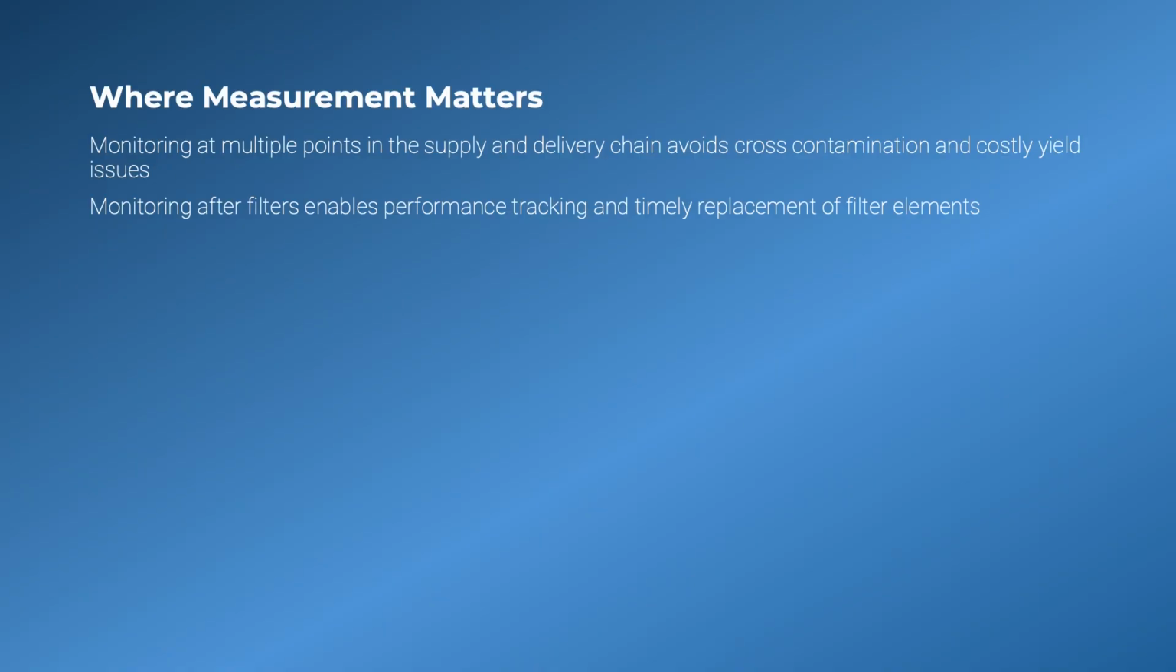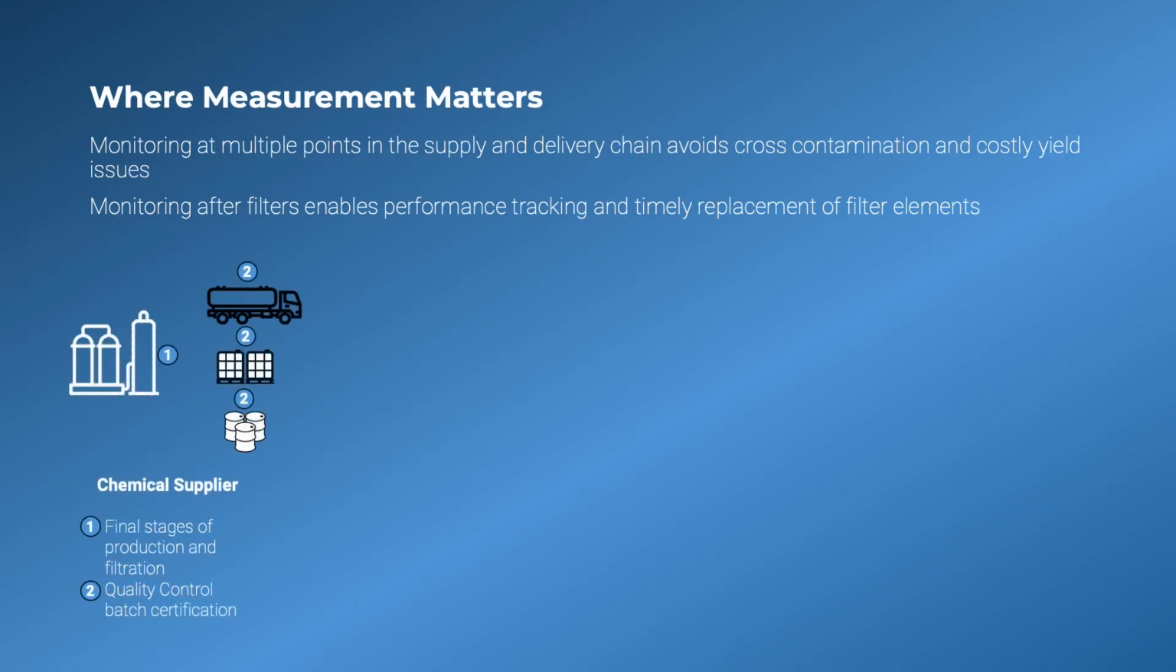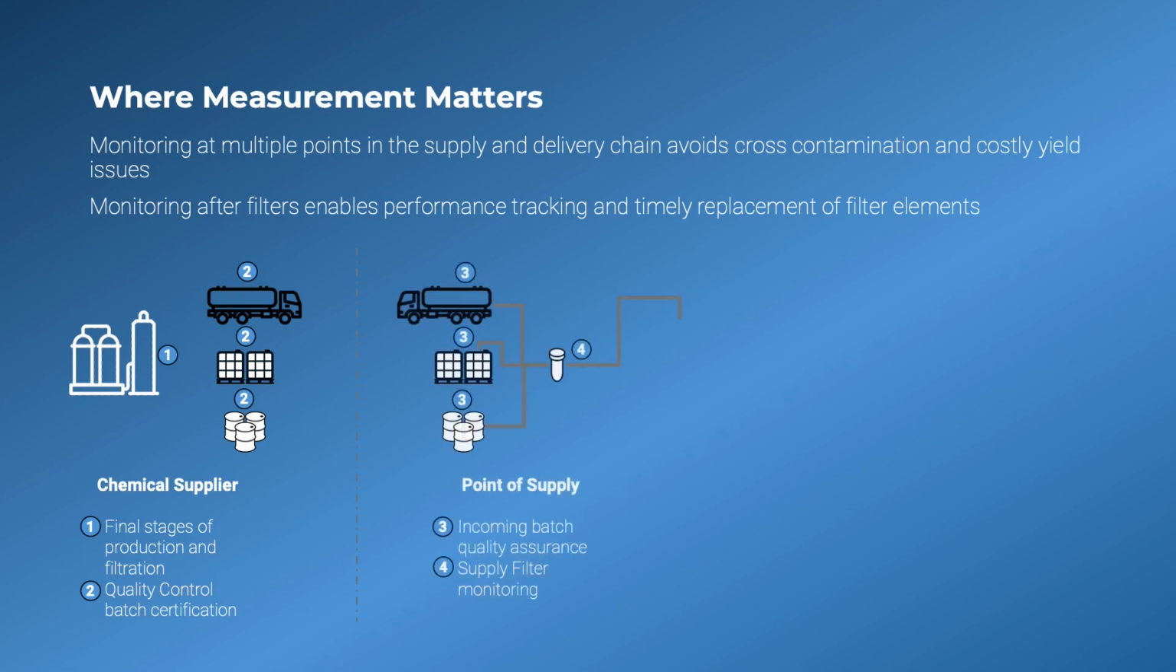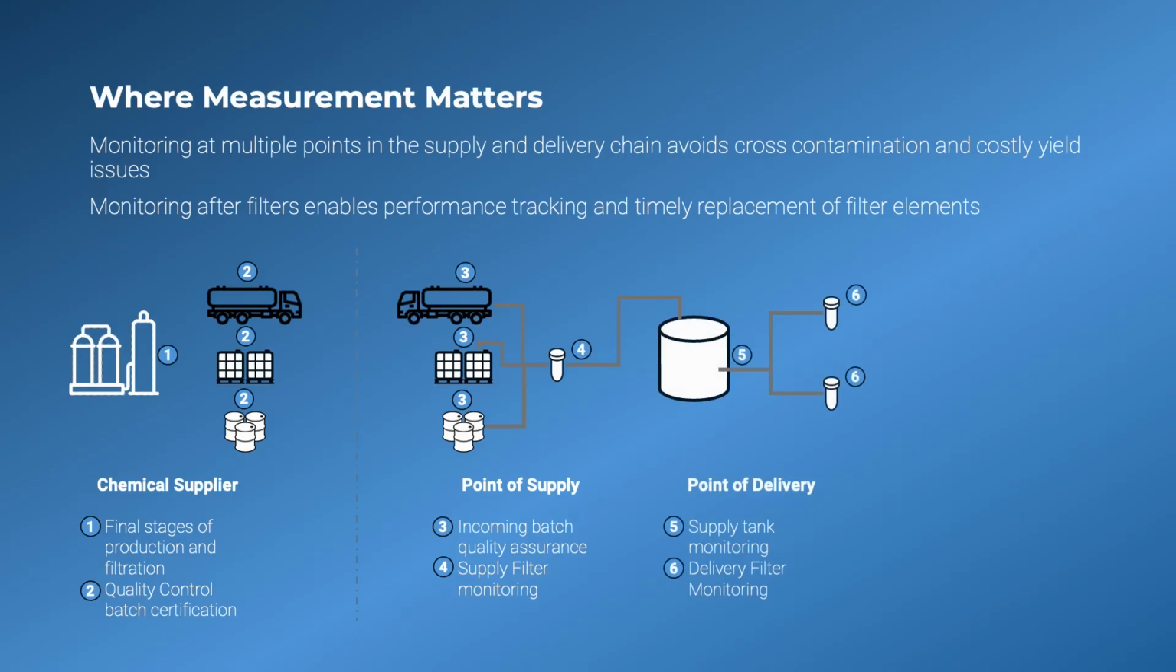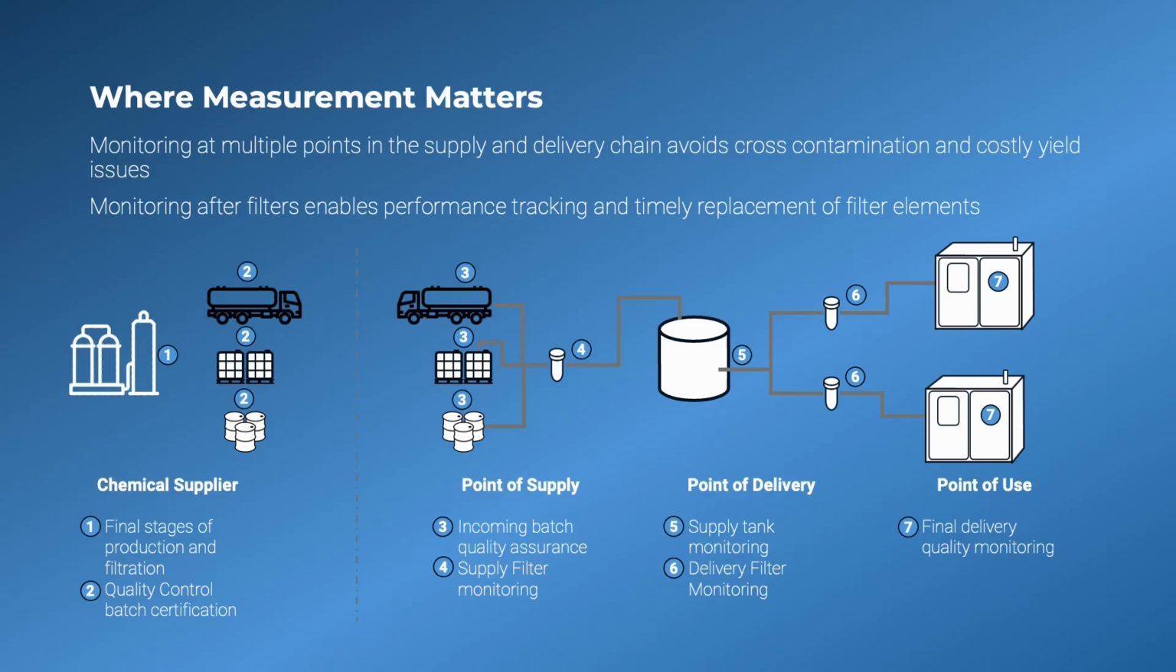The STPC3 can be deployed across the entire chemical supply and delivery chain to safeguard product purity: at the chemical supplier for final production and batch certification, at the point of supply for incoming quality assurance and filter performance tracking, along the delivery system for inline filter monitoring and contamination control, and at the point of use, ensuring the final chemical that touches the wafer meets the highest purity standards. Continuous monitoring prevents cross-contamination and protects yield in the most advanced fabs.